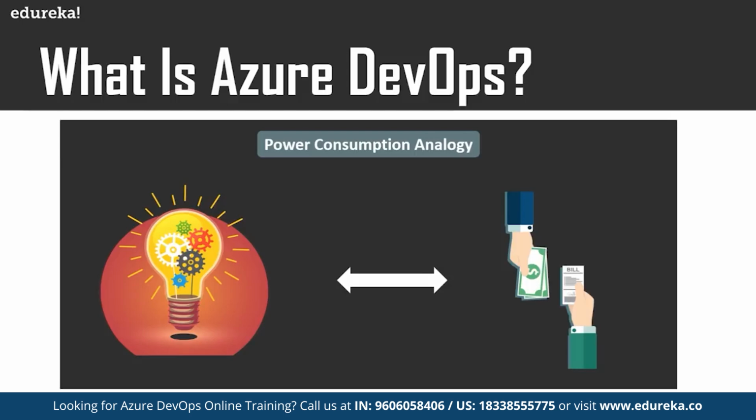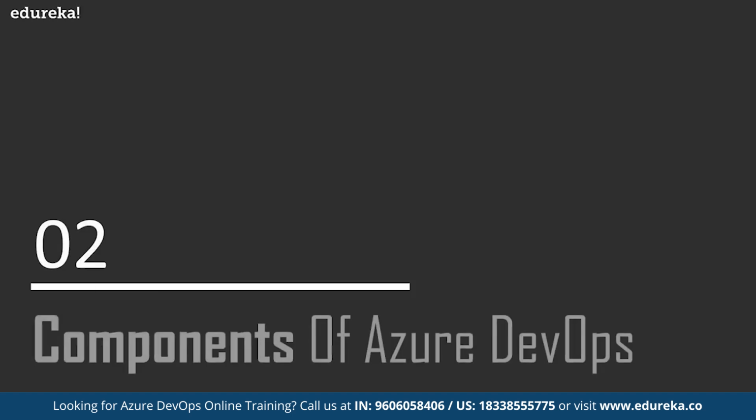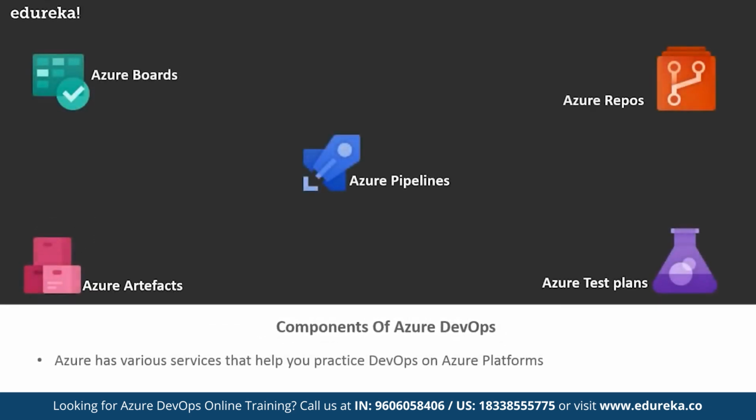But as far as this topic is concerned, we are not here to discuss this particular topic in detail. So let us quickly move further and take a look at some of the components that concern this topic. So these are the components of Azure DevOps: you have Azure Boards, Azure Artifacts, Azure Pipelines, Azure Repos, Azure Test Plans. Basically, these are different services that let you carry out certain practices that concern DevOps.